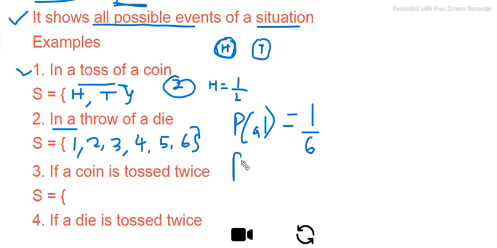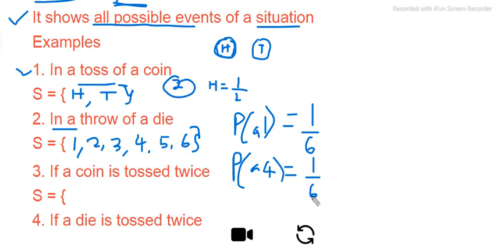Okay, what's the probability of having a 4? How many 4 do we have? We also have 1. Only one 4. So that will be 1 over 6. So in a single throw of a die, the probability of having a 1 is 1 over 6, because we have only one 1. What's the probability of having a 2? How many 2 do we have? We have 1. So that will be 1 over 6. So the probability of having each of those events will be 1 over 6.